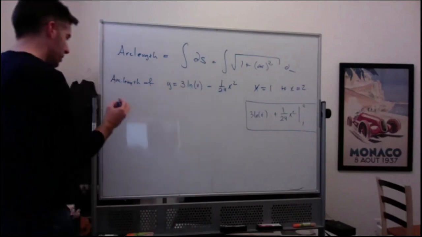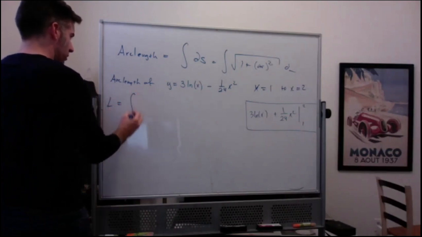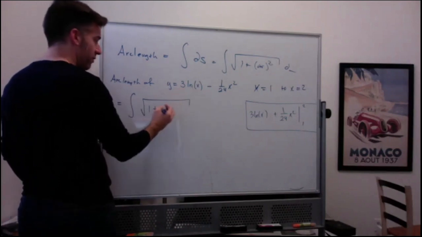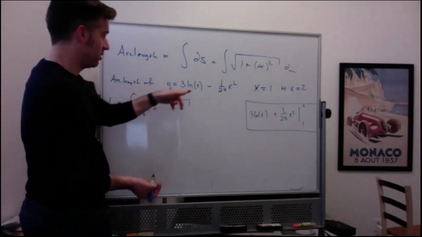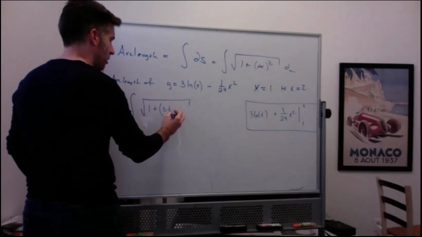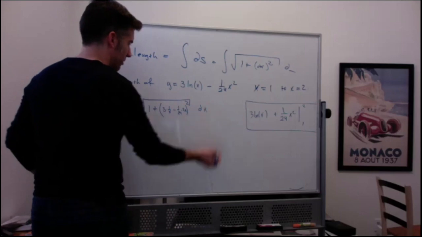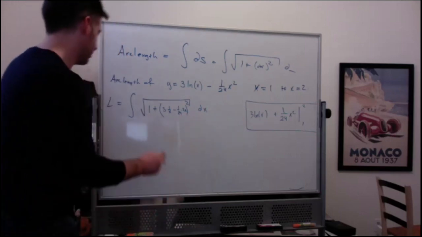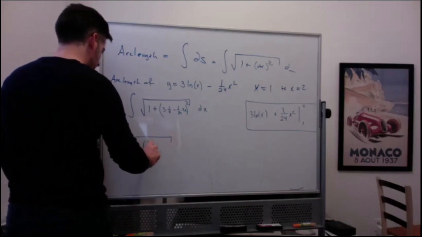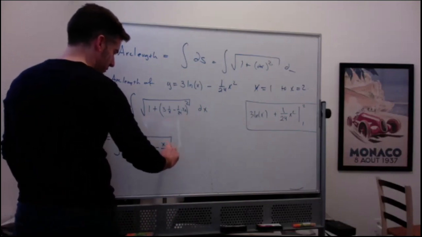Yeah. So here's what's going to happen. Well, let's just do it. Again, the arc length is going to be the integral of the square root of 1 plus the derivative. So let's write the derivative. The derivative is 3 times 1 over x minus 1 over 24 times 2x. Let's simplify that just a little bit before we square it. So it's going to be the integral of the square root of 1 plus 3 over x minus 2x over 24, which is x over 12, squared.